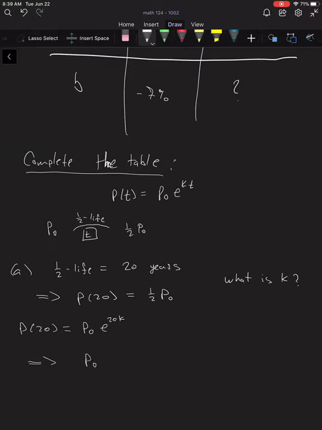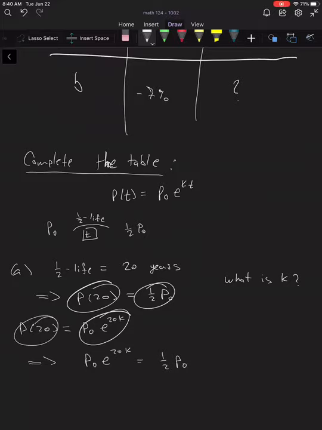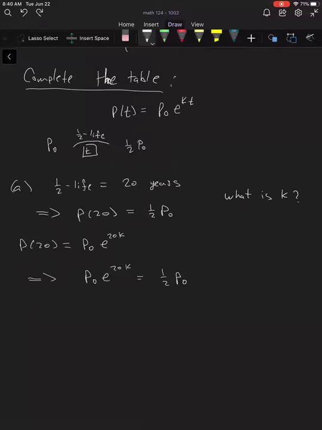So what we have is P naught e to the 20K is equal to 1/2 P naught. You see, we have P of 20 here, P of 20 here. That one's equal to this. It's also equal to that. So all we're doing is just setting those things equal to one another. Now notice that we can just divide P naught onto both sides. So they cancel. So we have e to the 20K is equal to 1/2.